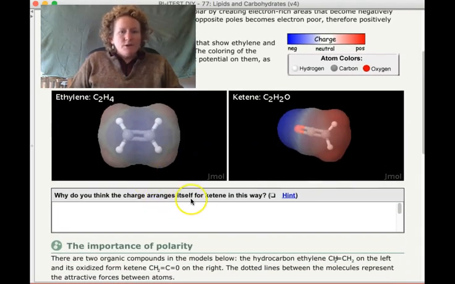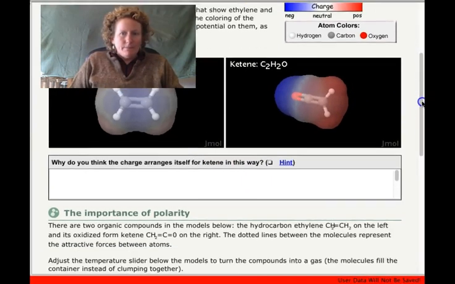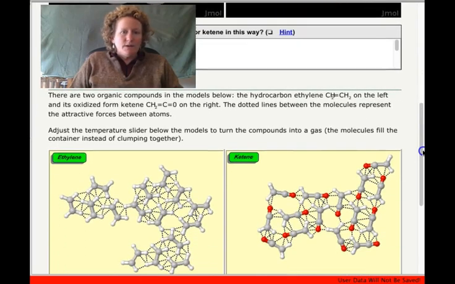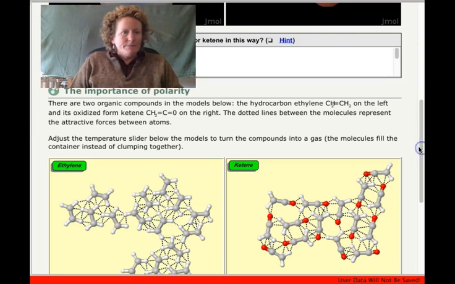So why do you think the charge arranges itself for ketene this way? Why is there a negative and positive end? Why don't you think about it for a second? And let's talk about how polarity affects boiling point.